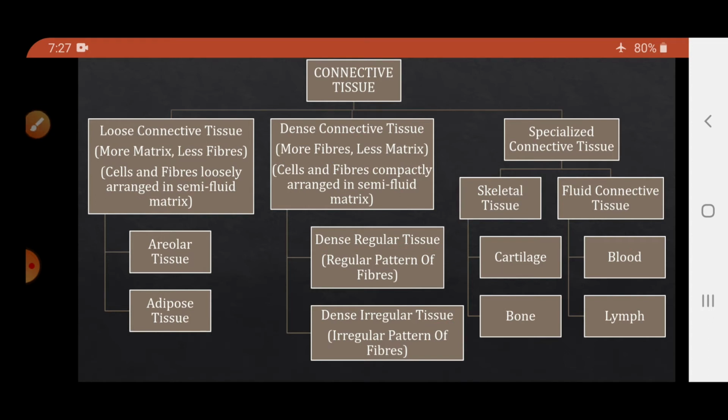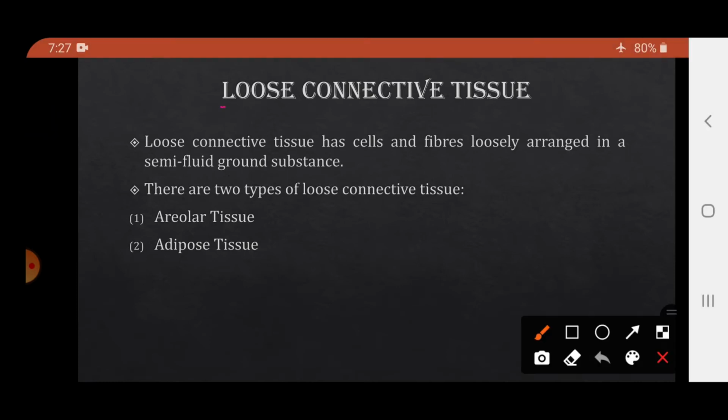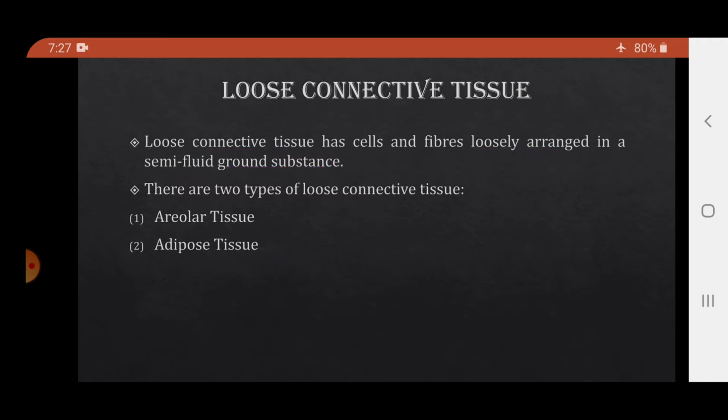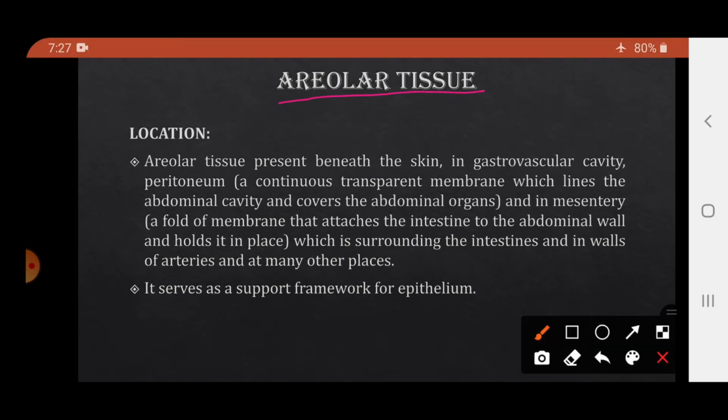We will study each of them in brief. So let us begin with the first type of connective tissue, that is called a loose connective tissue. So loose connective tissue has cells and fibers loosely arranged in a semi-fluid ground substance. ये हमने देखा. Two types, one is areolar and another one is adipose. So let us begin with the first type, that is the areolar type of the connective tissue.